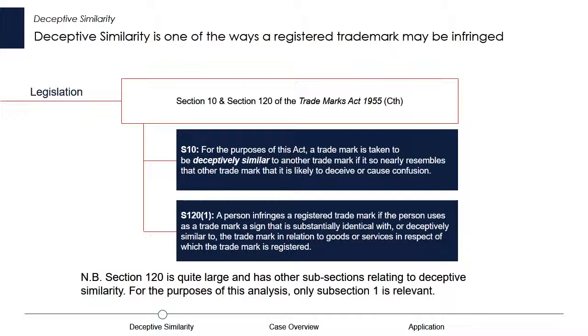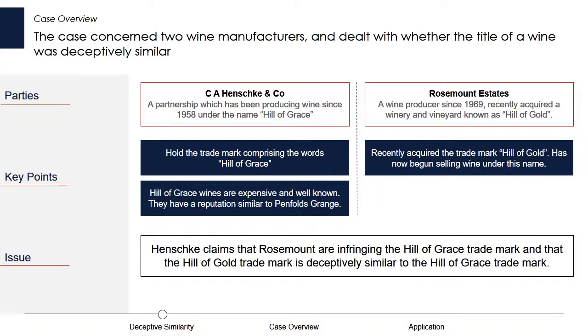A very basic example of this would be if someone registered or attempted to register a trademark for Coca-Cola. Now, obviously, this is extremely similar to Coca-Cola, which is very well known. Coca-Cola would be likely to deceive people. This is a very basic example, but as you'll see when we look at the Henschke case in a bit more depth, it can get very tricky when the level of deception, or even if there is any deception, isn't quite so clear. The case was between two wine producers and manufacturers.